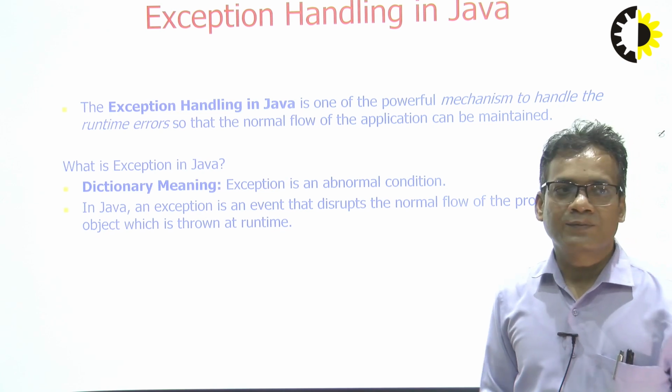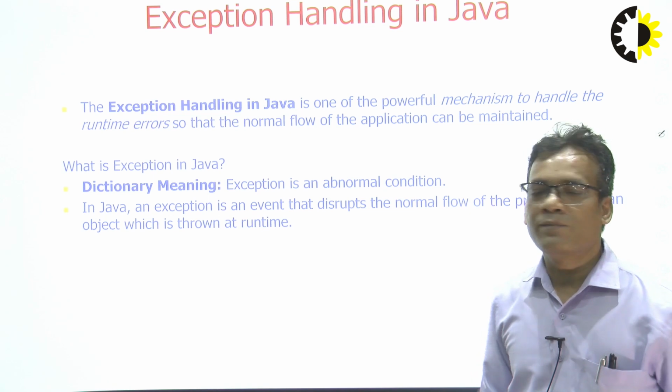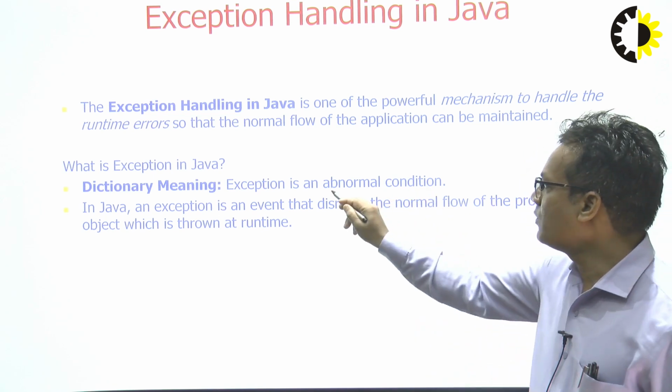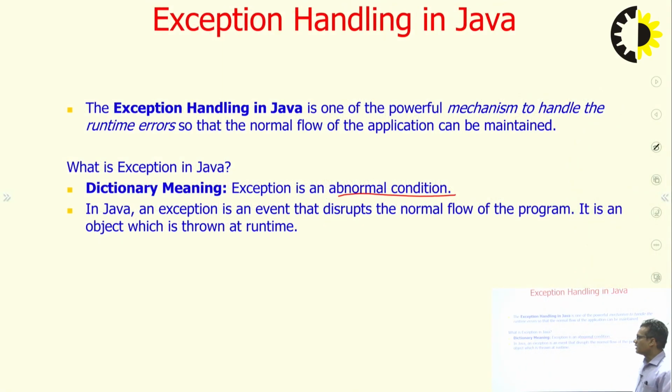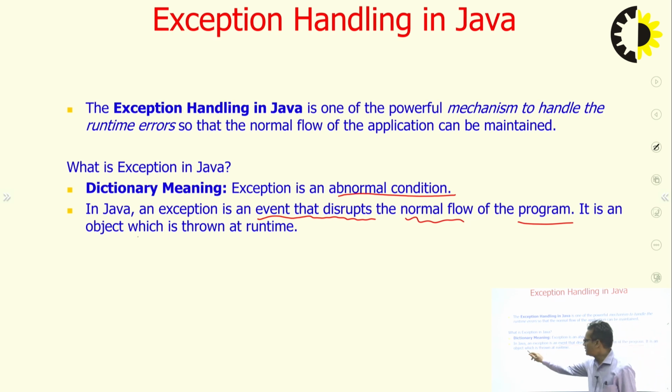So what is an exception in Java? If we talk about the dictionary meaning, an exception is an abnormal condition, a condition which is not normal. In Java, an exception is an event that disrupts the normal flow of the program, and it is an object which is thrown at runtime. So Java provides exceptions through an object at runtime.